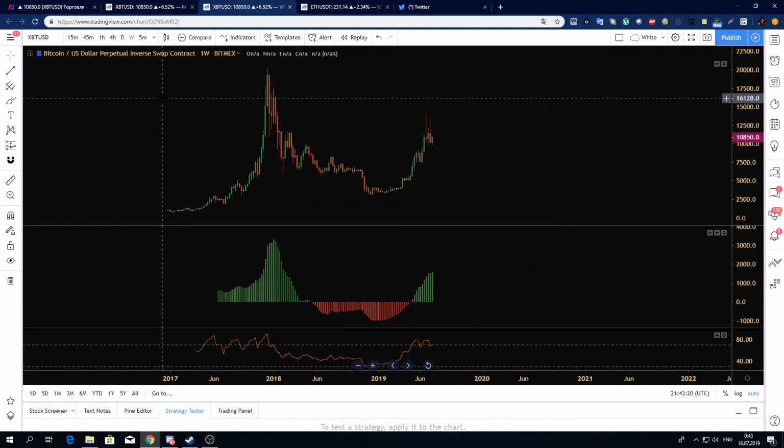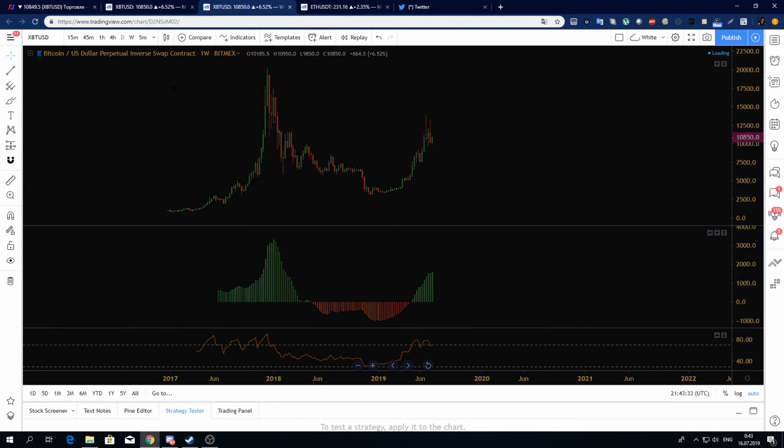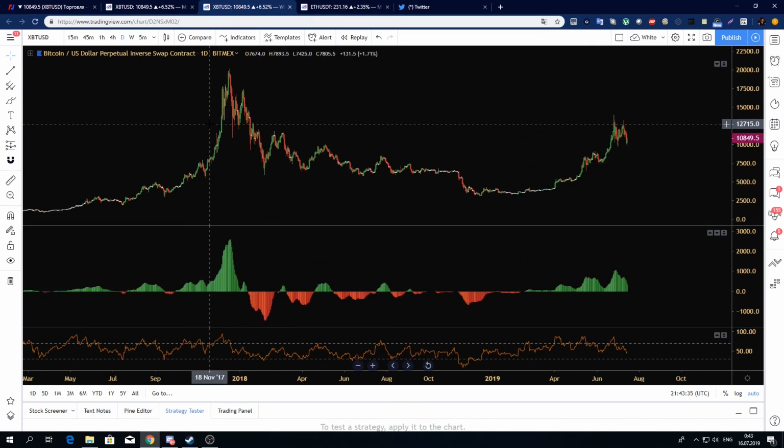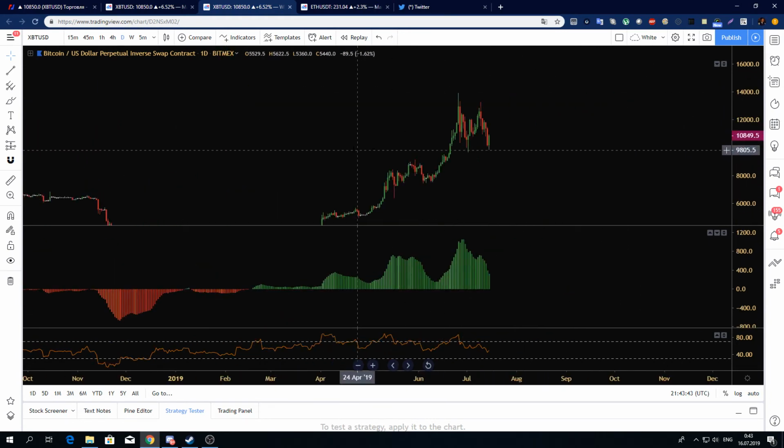So in the weekly, BTC is clearly in an uptrend here. From 9.6k it's clearly in a downtrend. So daily looks good. It was looking good from here. So let's see what's going to happen for BTC.